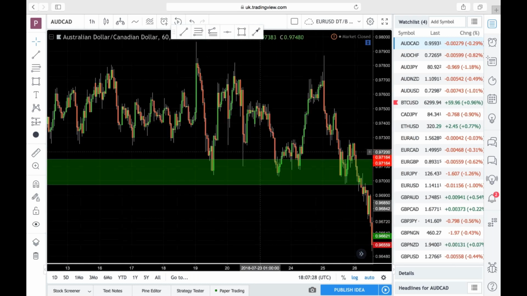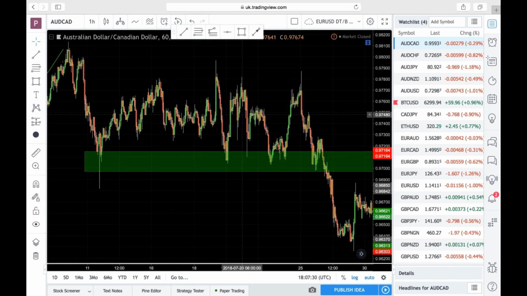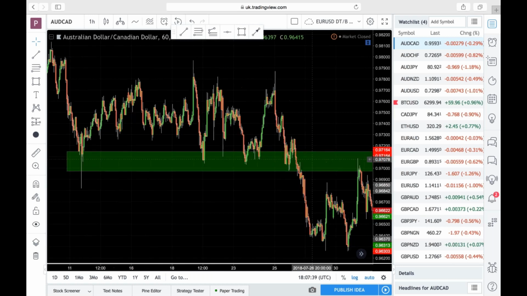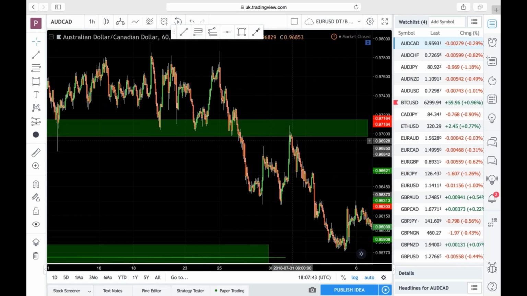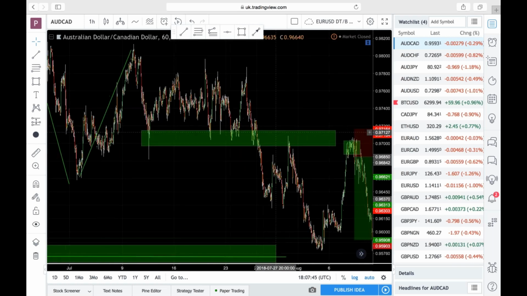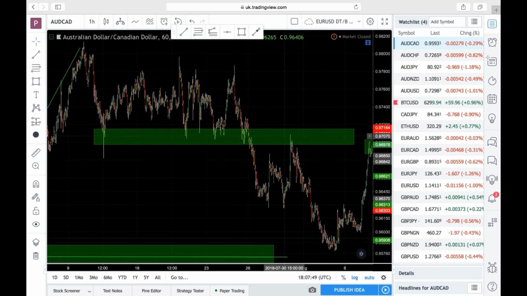put in another rejection candle, bounced off, came the fourth time, bounced off, fifth time, sixth time, seventh time, and then finally we broke through. And then we came back to retest again. So guys, clearly something is happening here. Does that make any sense?